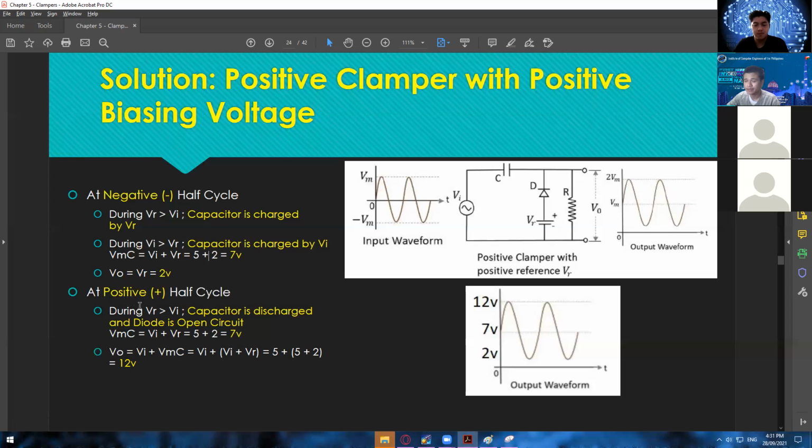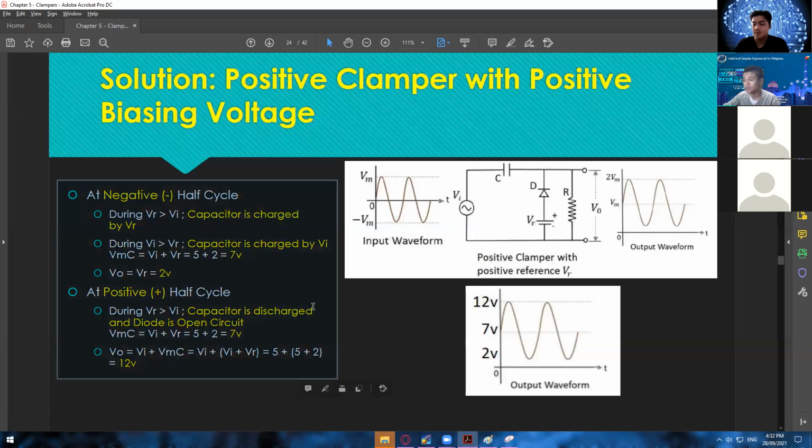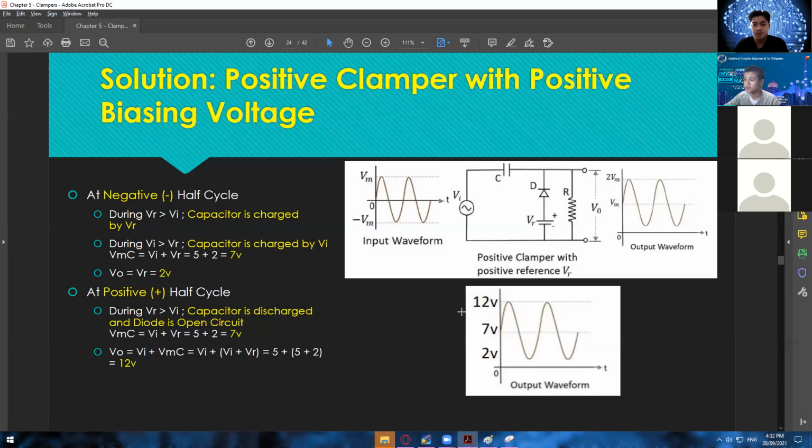And then for the positive half cycle, just use this formula: VO is equal to VI plus VMC, and then you will get 12 volts. So before, it was like twice of the VM only, but due to this VR right here, it's not twice of the VM anymore. So you have to add that reference voltage or that bias voltage. Okay, so here is the result. It was lifted 2 volts due to this reference voltage, and then the peak voltage is 12 volts. Okay, so are we clear with this example?